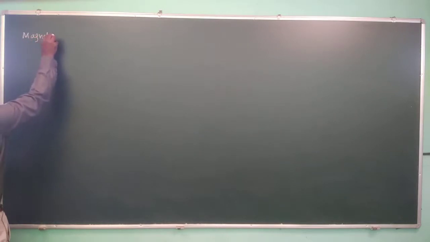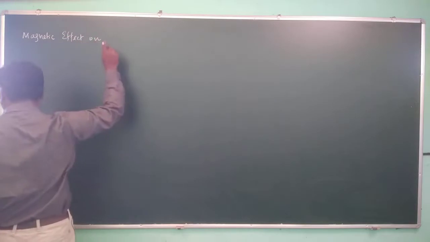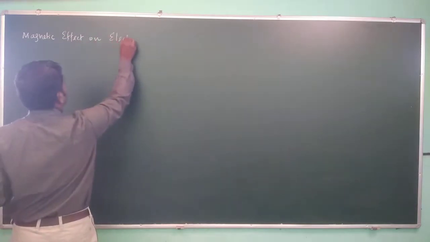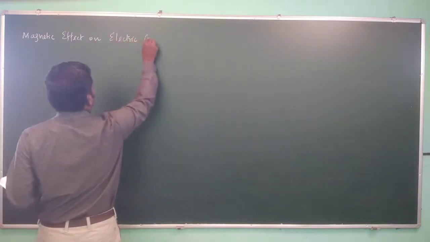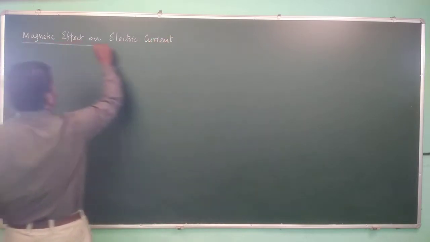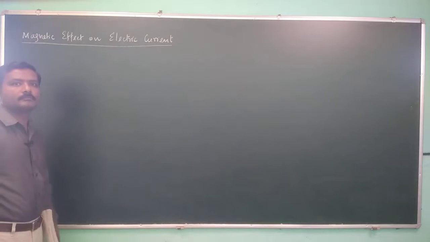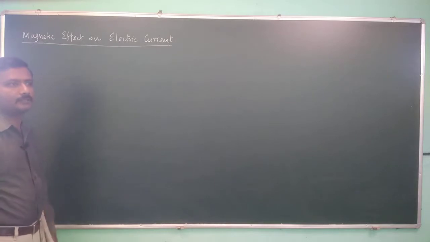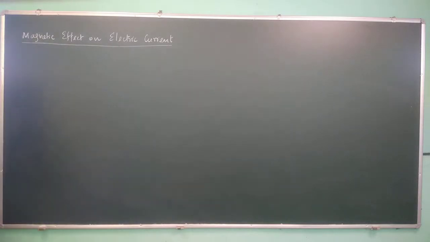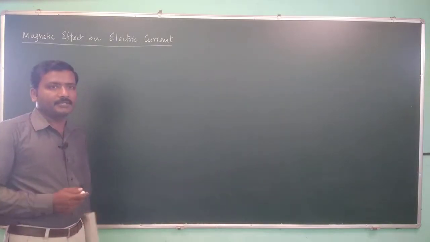Okay, magnetic effect on electric current. How this started, how this branch of science has started. The background is a small experiment which was done by Oersted.